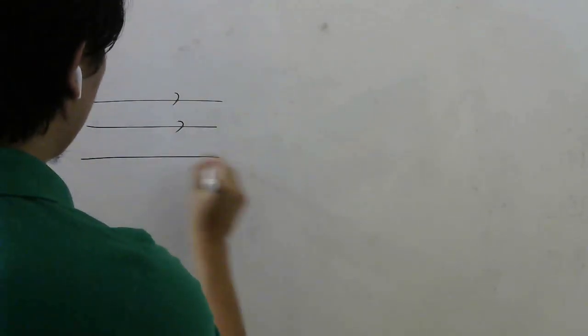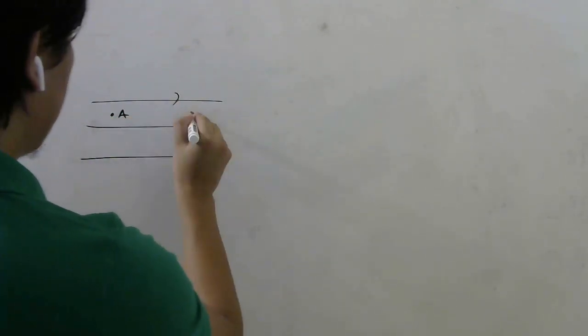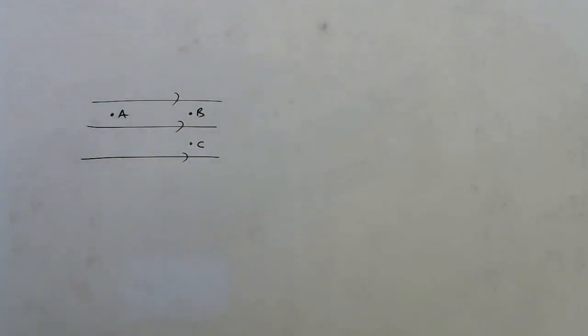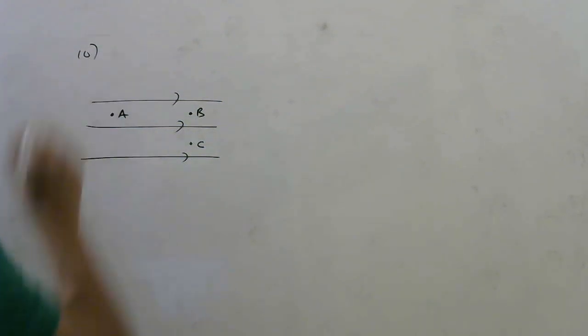Let us see now question number 10. For a uniform electric field shown in the figure, electric potential is the same for which points? Okay, so they have shown you a uniform electric field like this. Here is A, here is B, and here is C. So for which points is the potential the same, they are asking.